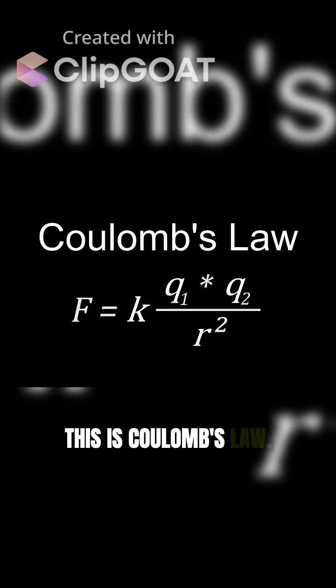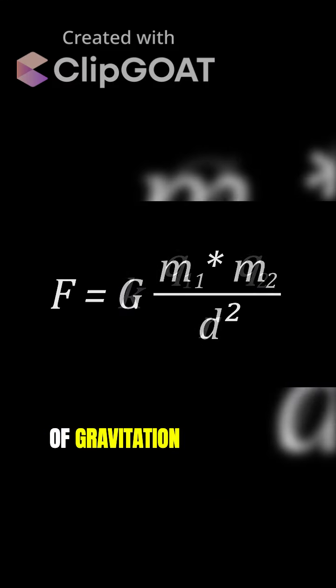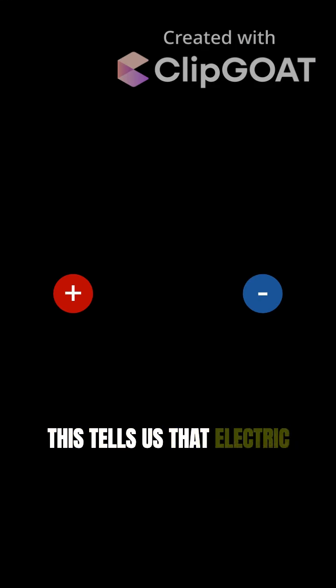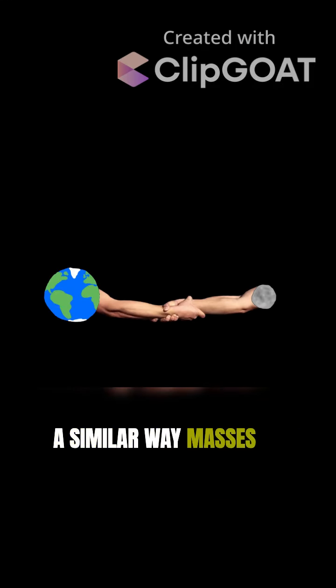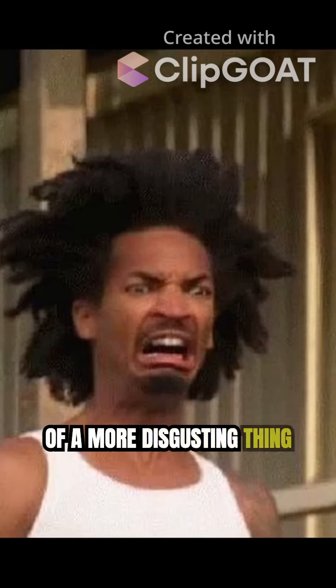This is Coulomb's law. Wait a minute, this is just Newton's law of gravitation in disguise. This tells us that electric charges attract each other in a similar way masses do. Opposites want to cuddle, while like charges literally couldn't think of a more disgusting thing than to be with one another.